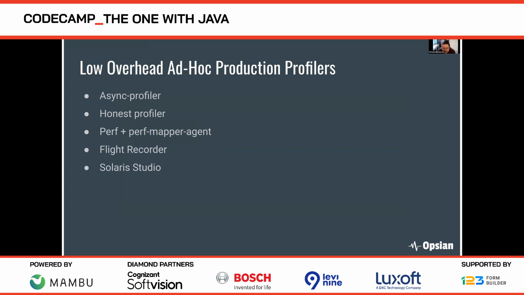So I'm just going to mention some open source low overhead profilers. Async profiler, honest profiler, perf, flight recorder, things like that. Those are available. They're low overhead enough for you to go into production. Our company, Optical, also has a low overhead continuous profiler that is continuous. So we'll talk about what that means in a little bit as well.